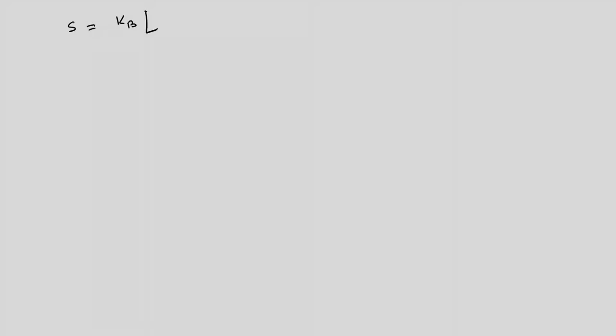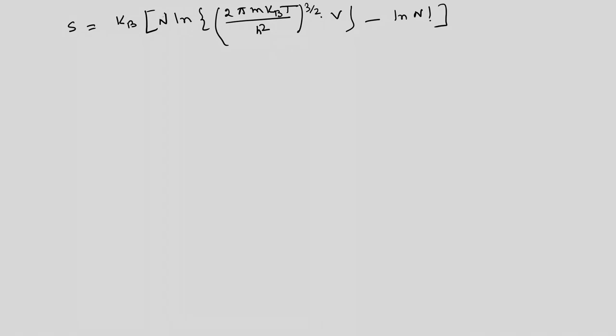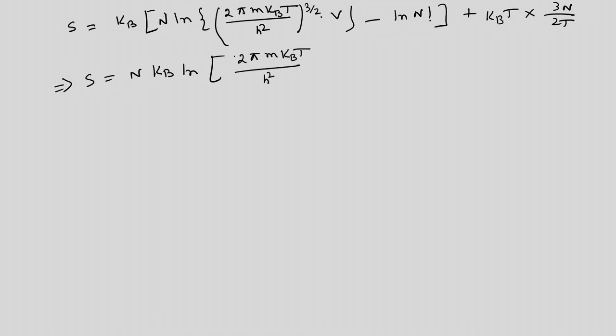S is kB N ln of (2 pi m kBT by h squared) to the 3 by 2 times volume, minus ln N factorial. Then we have another term, kBT times 3N by 2T. So it further reduces to N kB ln, and this is our equation 2, and this is the Sackur-Tetrode equation.